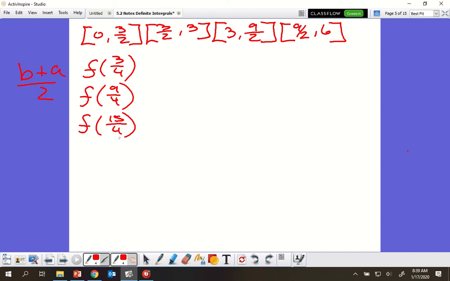F of 15 over 4. And my last one. What is it? 21 over 4.